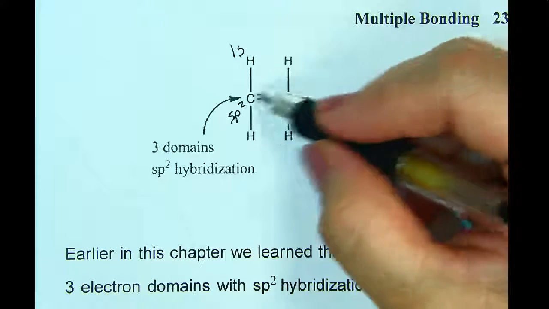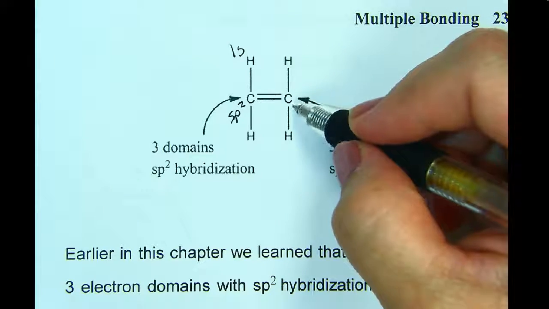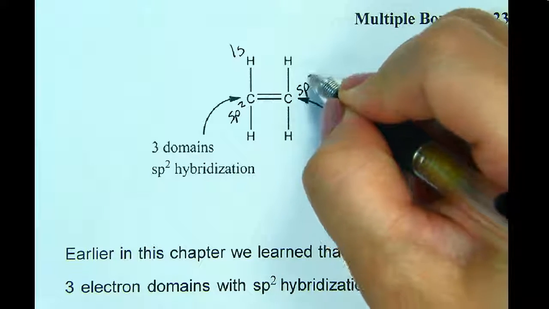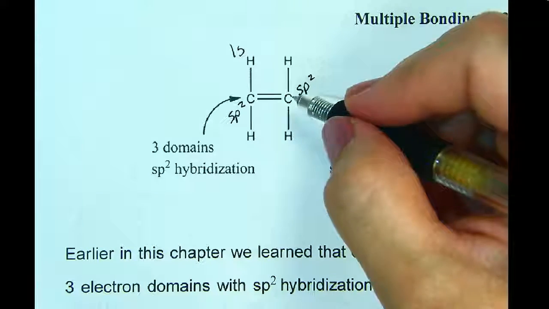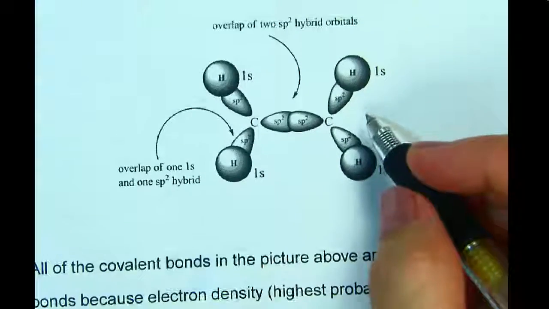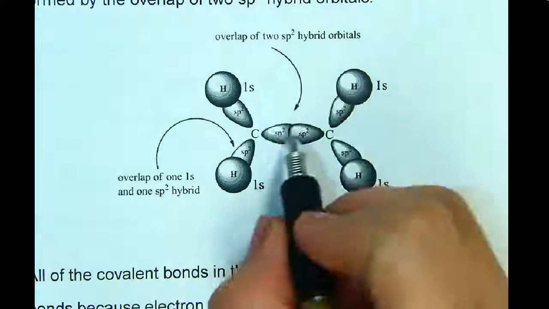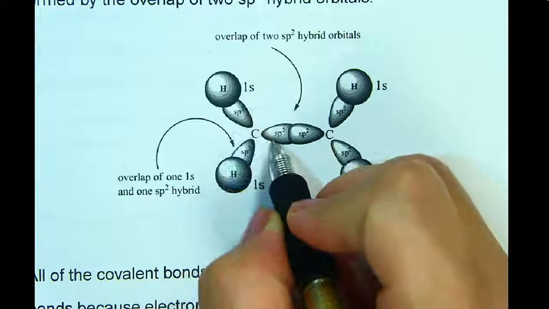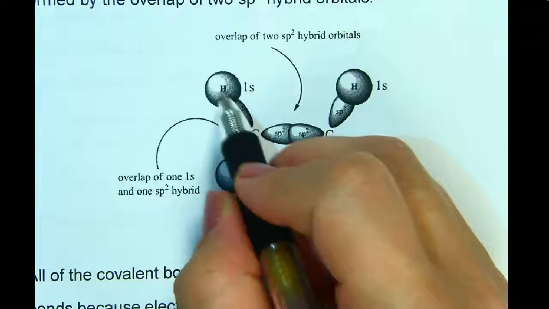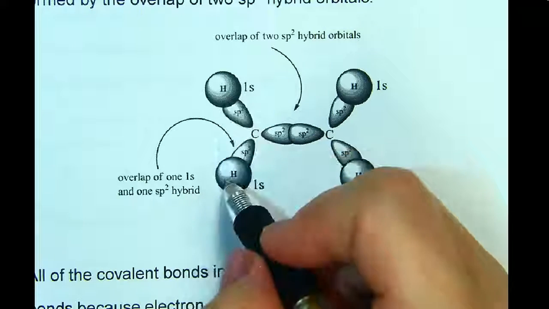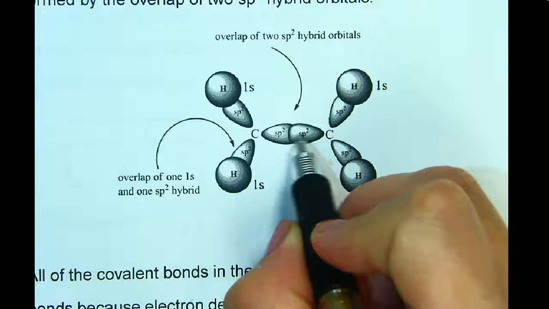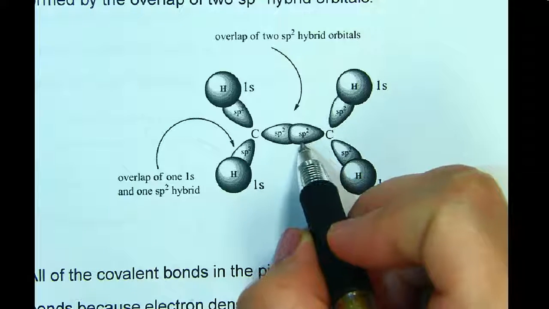A carbon-carbon bond is formed by the overlap of an sp2 orbital of this carbon and an sp2 orbital of this carbon right here. So if we look at this diagram down here, you can see the overlap of the orbitals. The carbon has 3 sp2 hybridized orbitals, and then 2 of them are overlapping with 2 hydrogen 1s orbitals, and then the carbons have overlapping sp2 orbitals with one another.